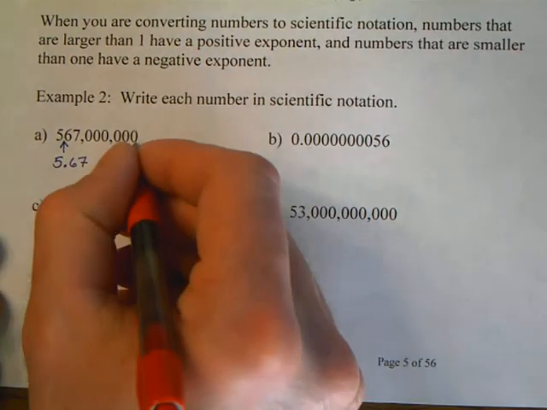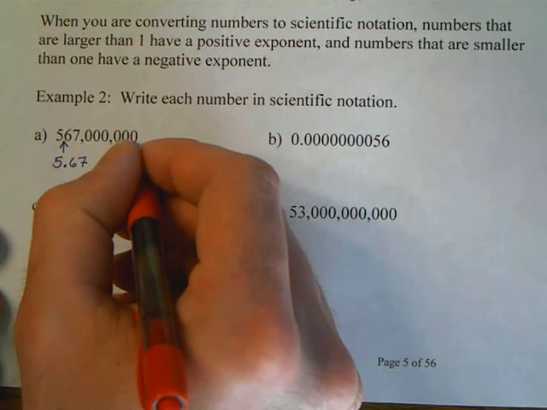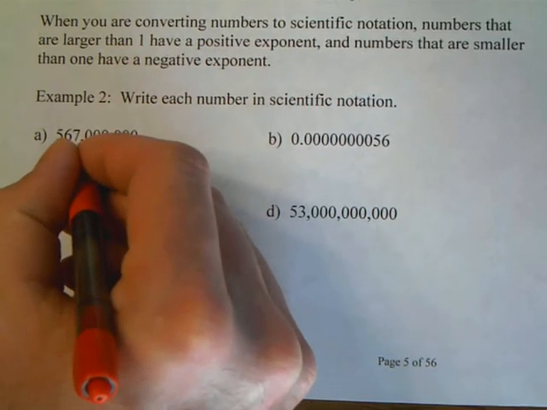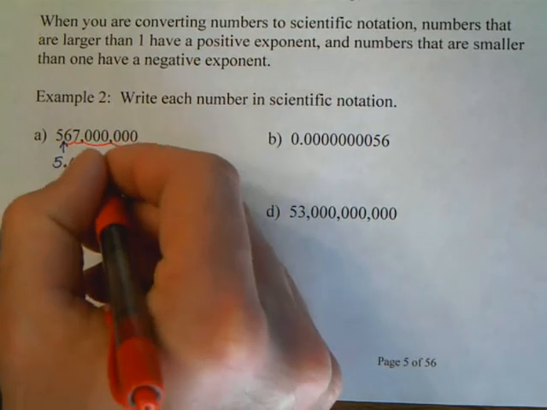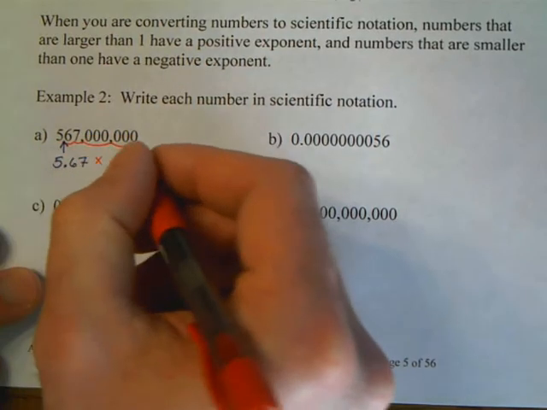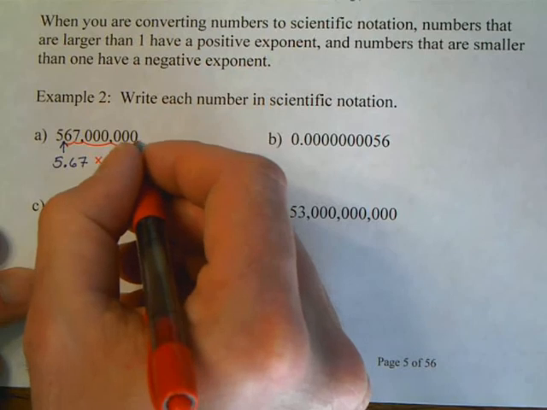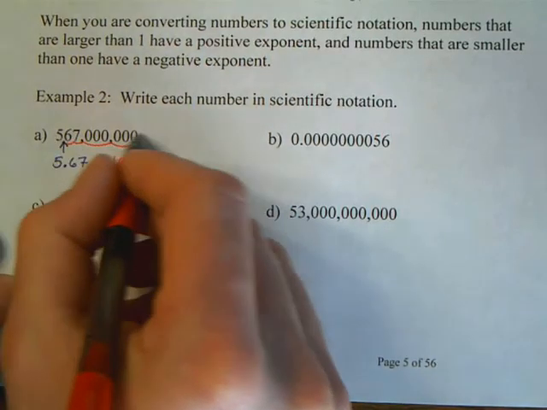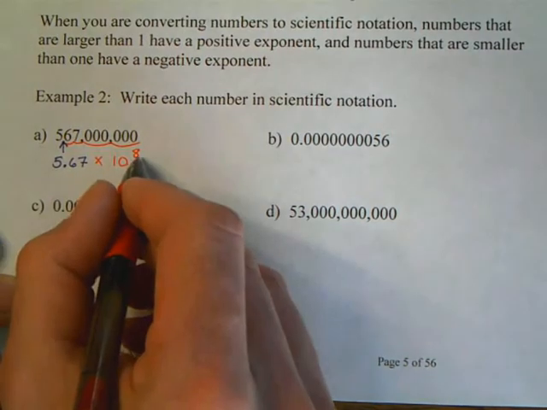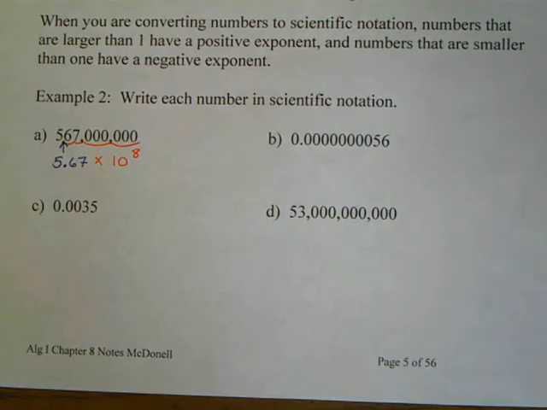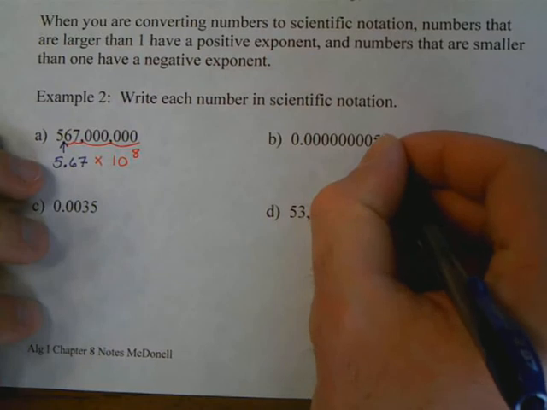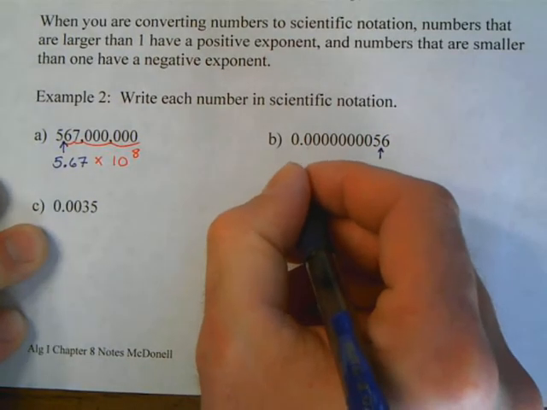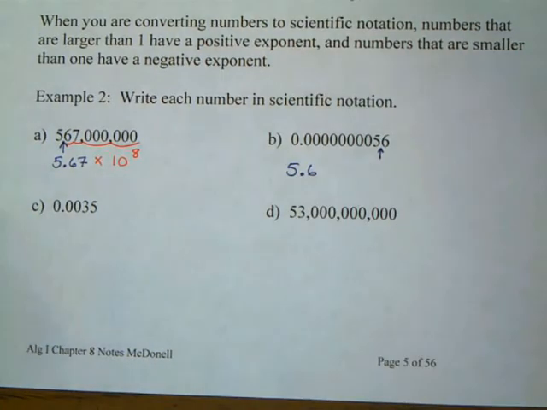So this becomes 5.67. Well, how many times did we have to move the decimal over? All we need to do generally is just take the decimal from the starting point and count. Since we have commas in place, I'm going to count by 3's. 3, 6, 7, 8. This is a very large number, and so the exponent is going to be positive. We moved over 8 places, so it's times 10 to the 8th. Our number itself got smaller, so the exponent gets bigger.